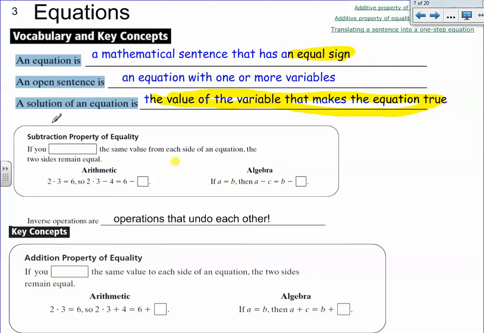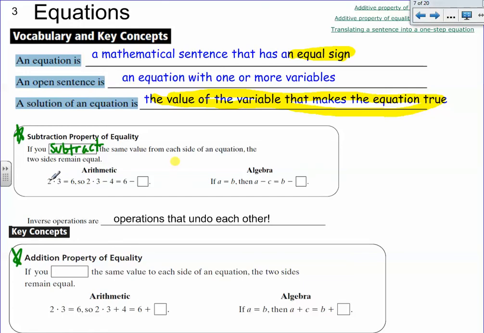So, why am I able to solve an equation? The subtraction property of equality. Basically, my properties are my mathematical rules that allow me to do something. So if I subtract the same value from each side of an equation, the two sides remain equal.